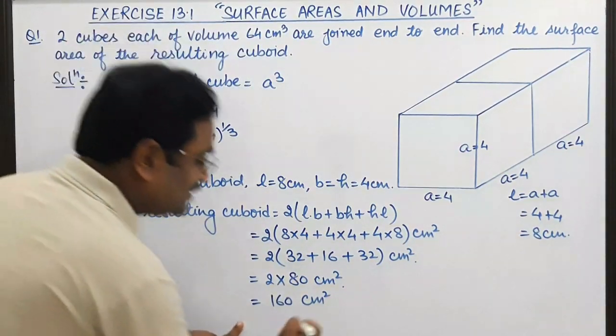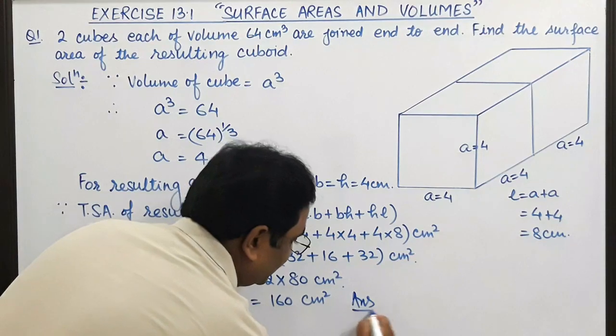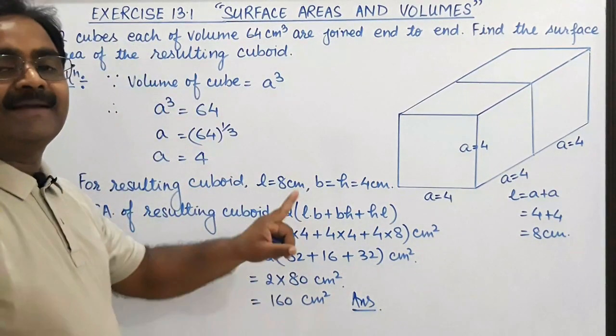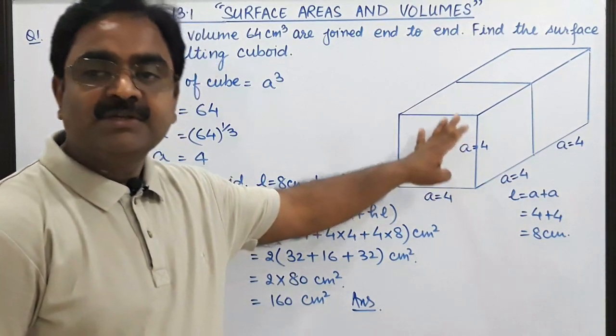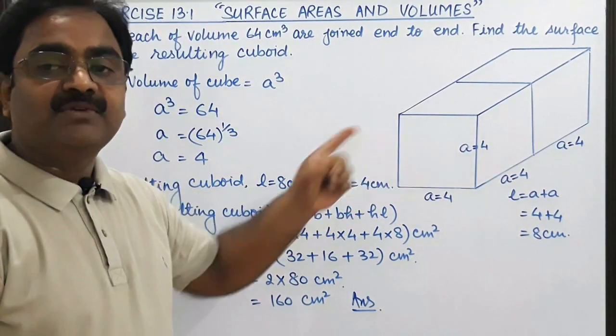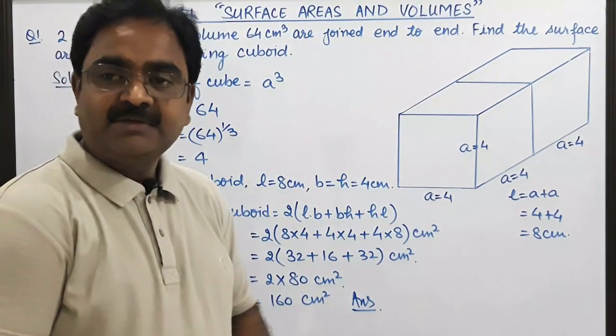So what is our answer? Our answer is 160 square centimeter, which is the total surface area of this cuboid which we got after attaching these cubes, right?